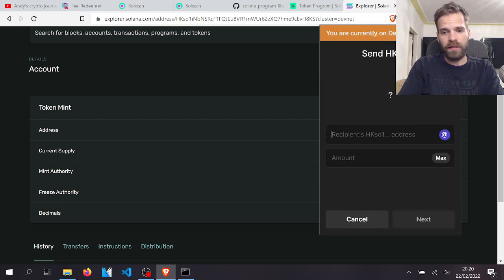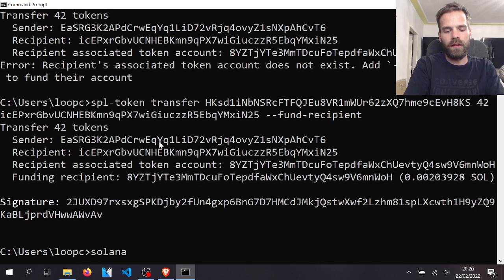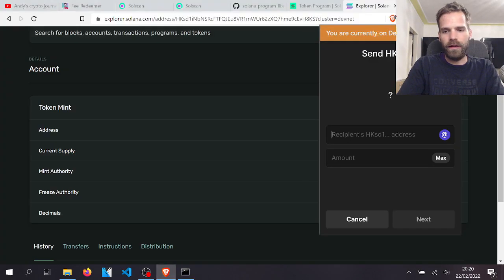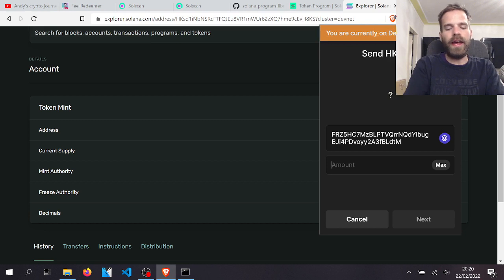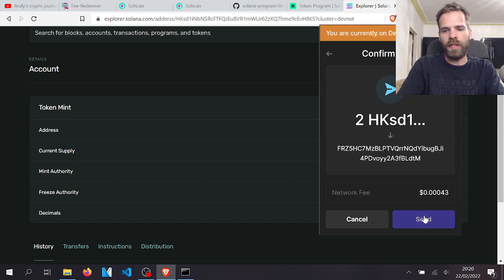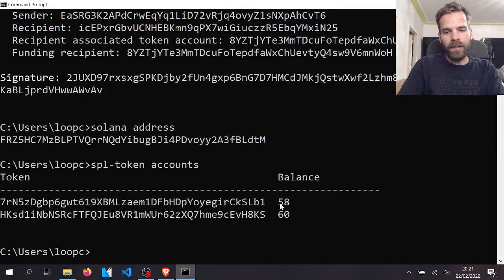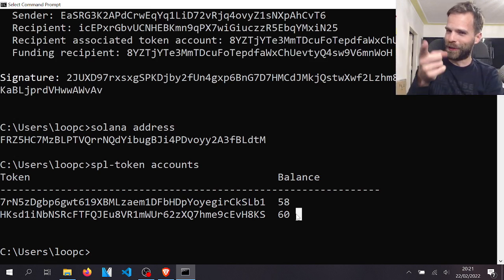I can still send, I don't know, I send it to Solana address. I send it back. I send 2 tokens back because I'm greedy, that's why. And I can do that. And here I have 60 again, because I had 58, now I have 60. Because 42 I sent away and 2 I got back. I had 100 in the beginning. Simple math, you can follow.